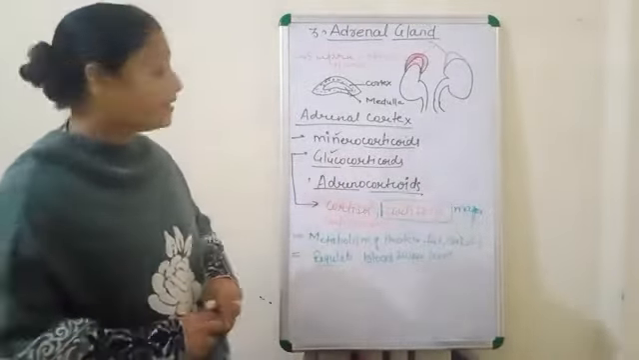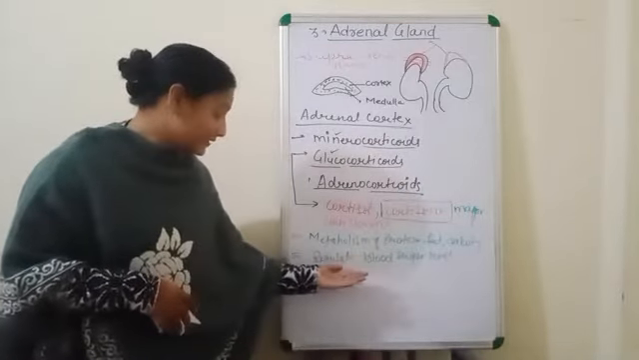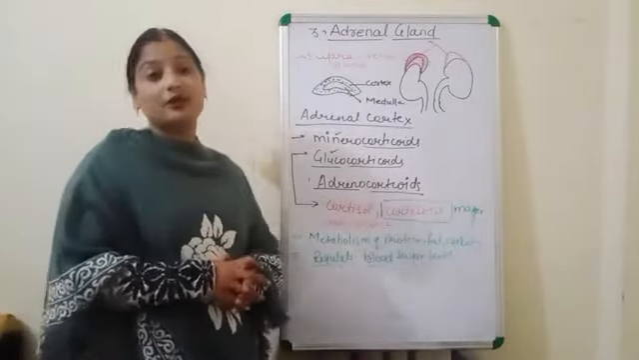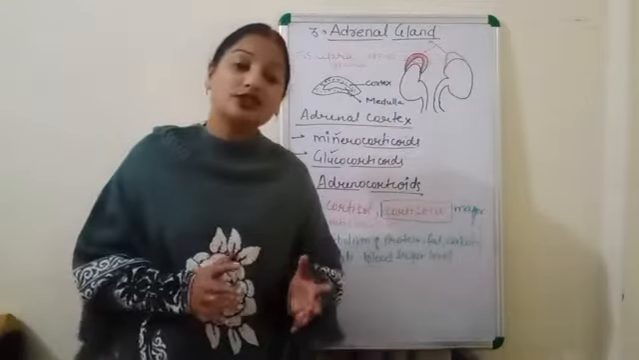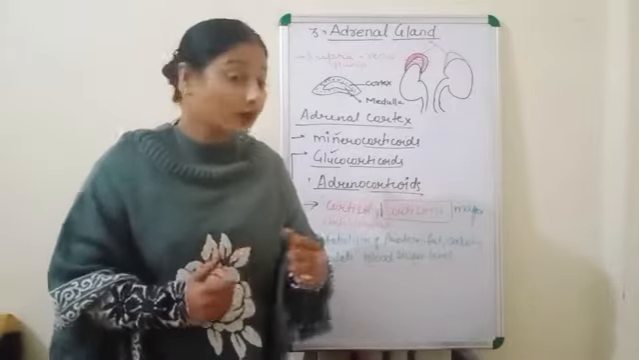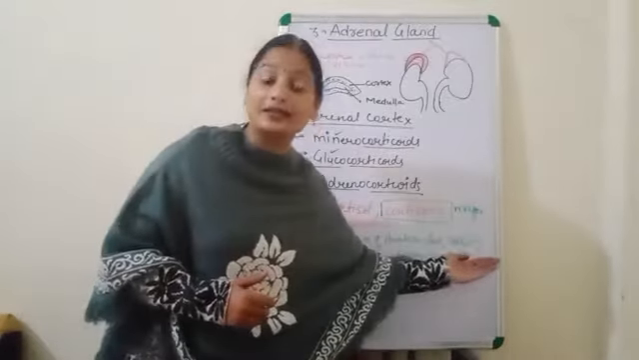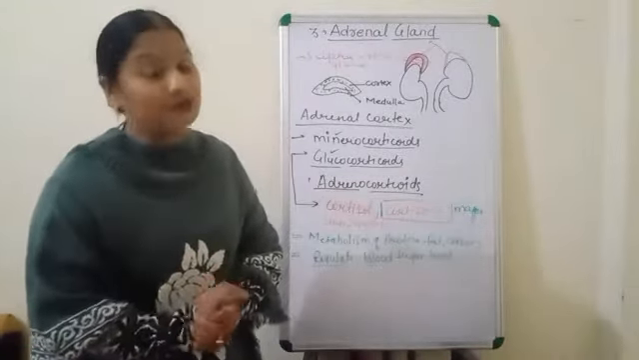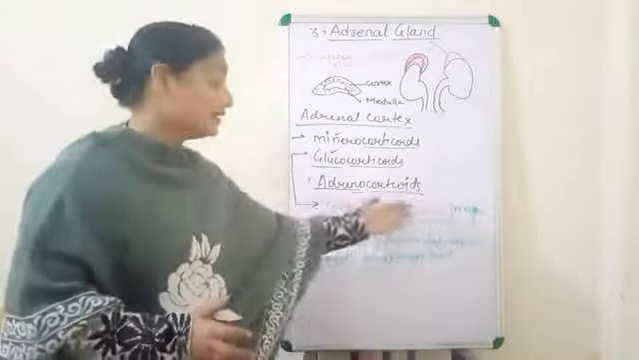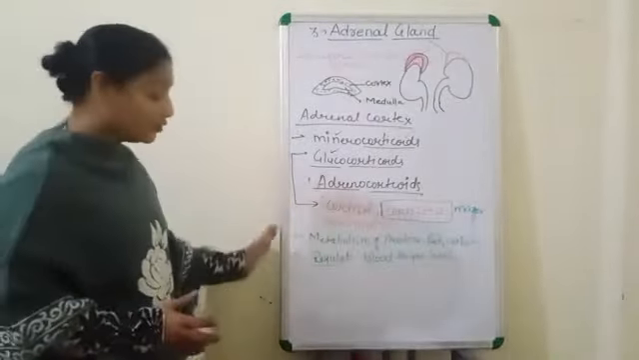Now see children, what it will do once again. Suppose point number 1 is this, that it regulates the sugar level in the body. Now how does it regulate the sugar level in the body? Suppose there is a deficiency of the sugar level in the body. Then what will this hormone do? This hormone will change your protein and fat into carbohydrate and help in the production of more and more sugar so that it can balance the sugar level in the body once again. So this is the function of glucocorticoids.